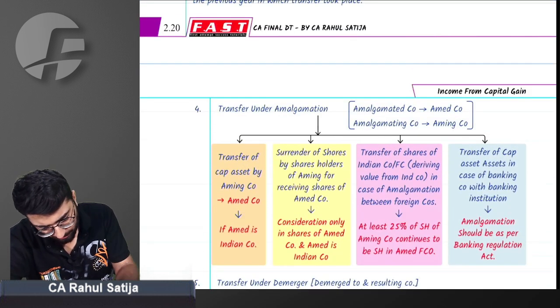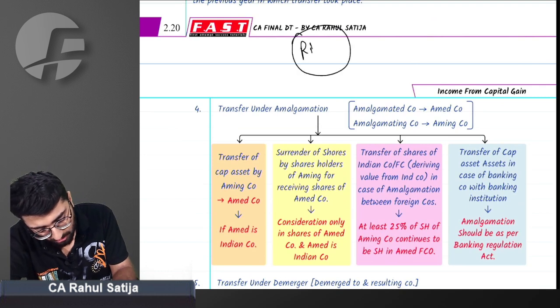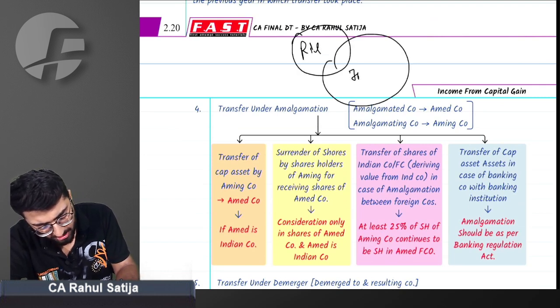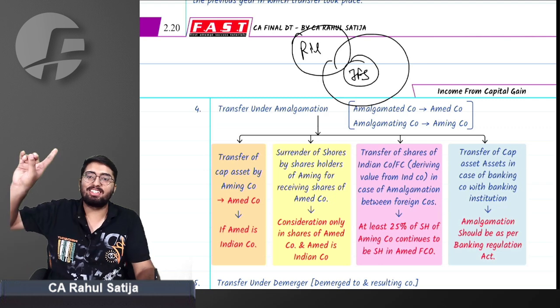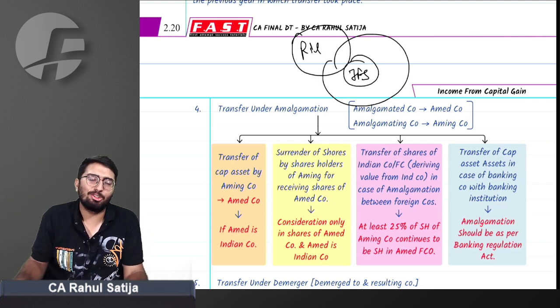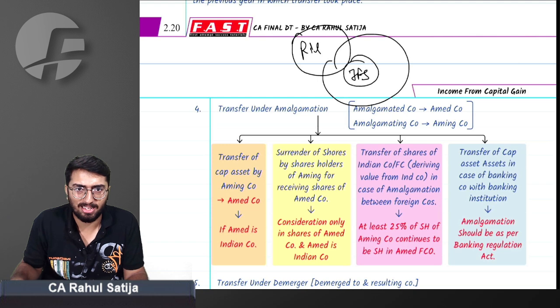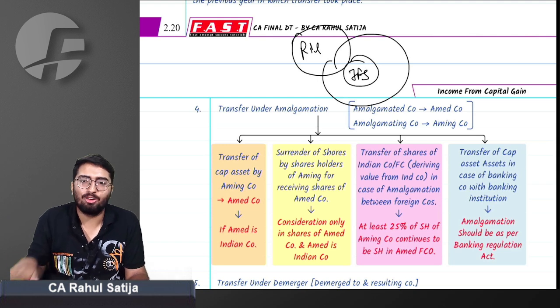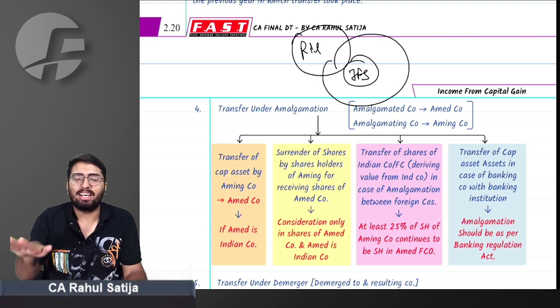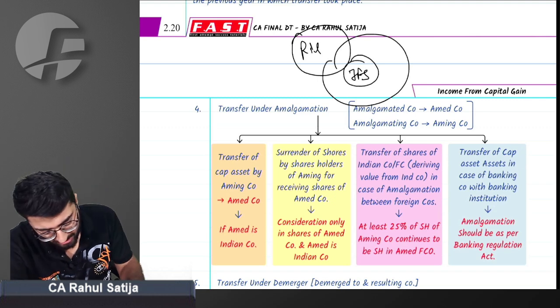Transfer in case of demerger. Sir, we have Reliance and Geo Financial Services. Geo Financial Services is being demerged from Reliance. What will be the taxability of this transaction? We'll understand one by one.